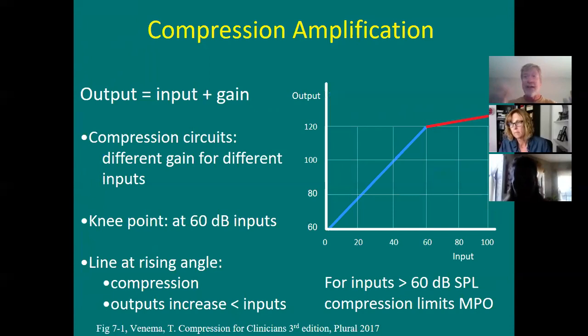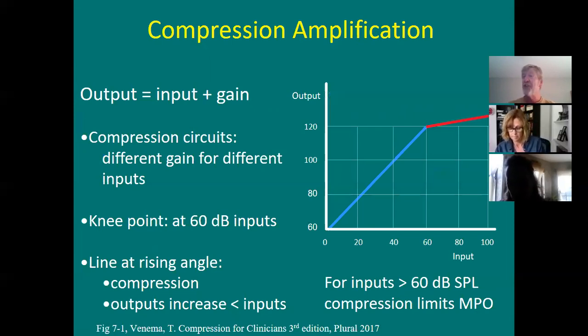What's your ratio? Is it 1 to 1? Oh, that's linear gain. That's the blue line. Is it 10 to 1? Is it 5 to 1? Is it 6 to 1? What is your compression ratio? So, to summarize, the knee point is the when of compression. When did compression begin? And the ratio is the how much compression did you give?